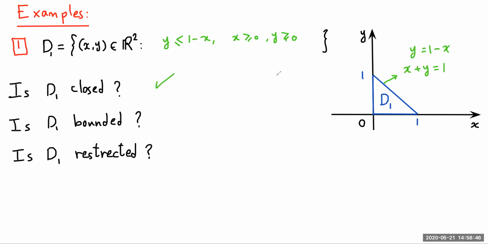So is D1 closed? Yes, it's closed because all the points around the region D1 are included. Is it bounded? Yes, because we can sketch a circle that contains D1. Is it restricted? Yes, because it's bounded and closed.